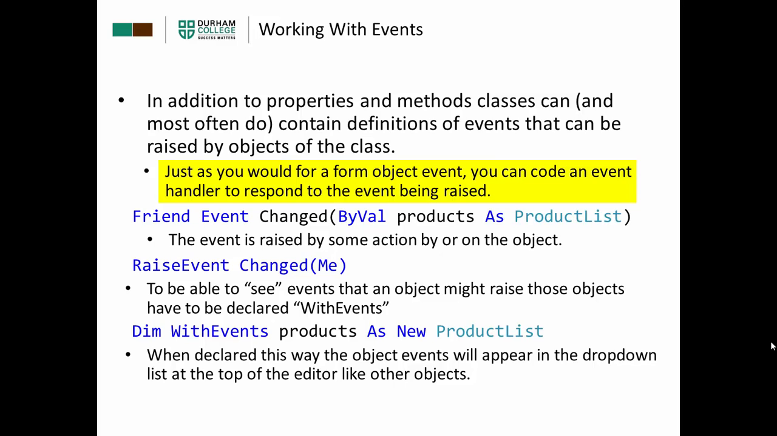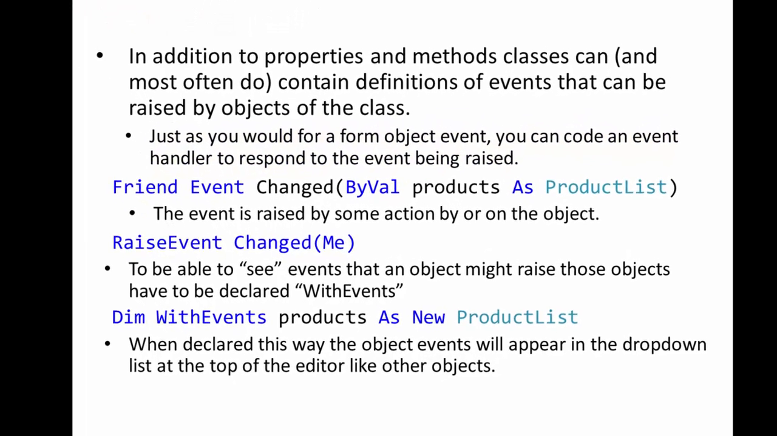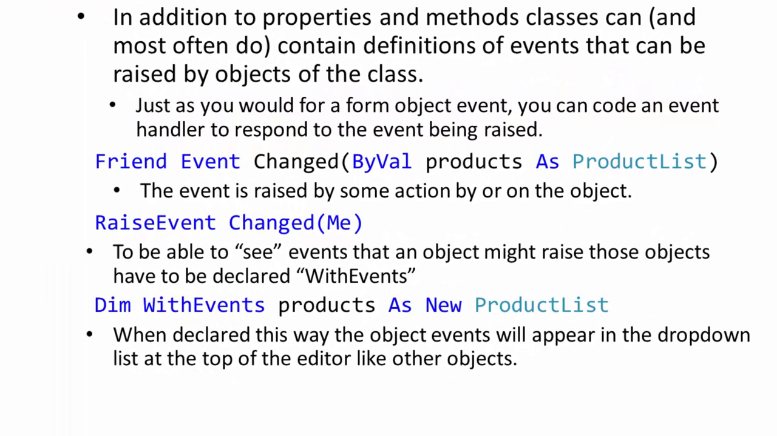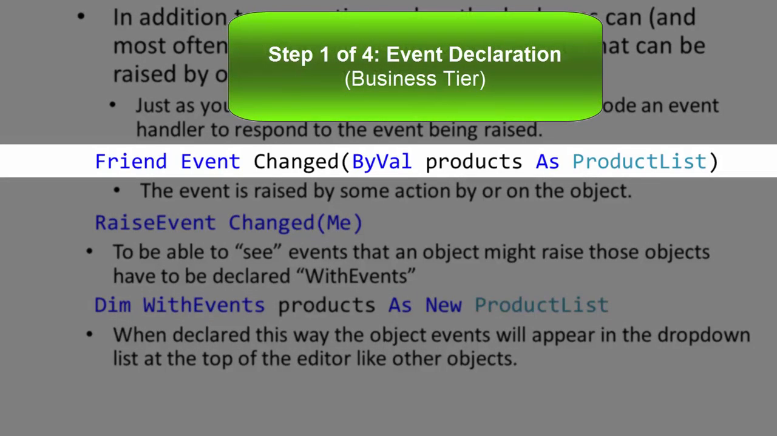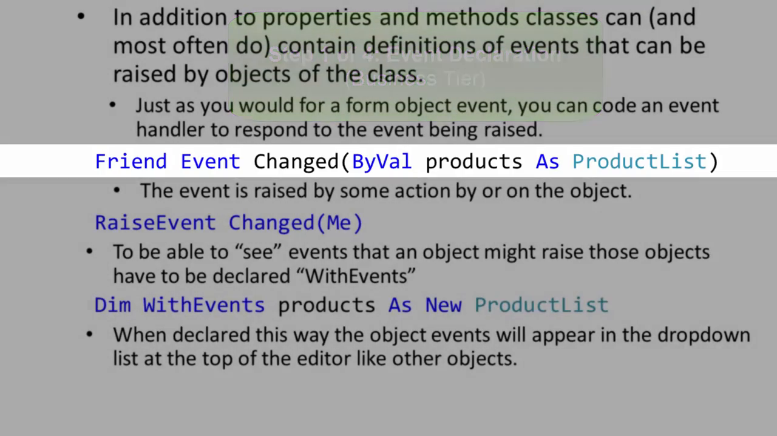You can code an event handler. It's actually not on this slide. This is kind of the first 3 steps here. You can almost think of using events in Visual Basic at least as a 4-step process. The first thing you have here is an event declaration. And it says friend event changed. So this is supposing that something in a product list is being changed. And this is just a declaration of an event that exists in the code for the class. So each object will have this event.